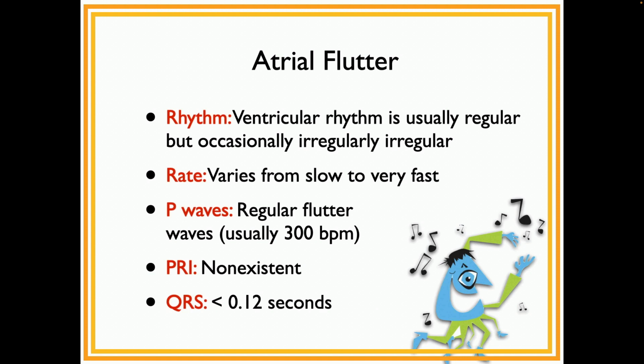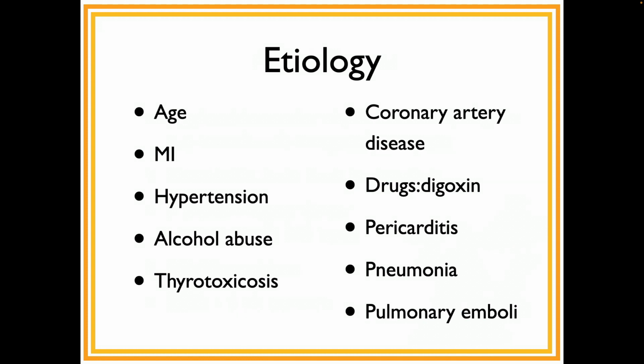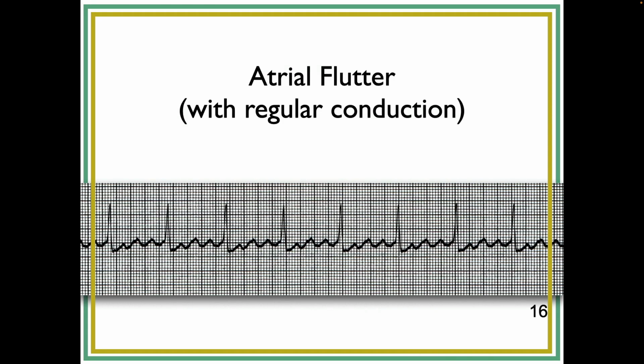We call them flutter waves, and they're usually at about 300 beats a minute, really fast. There's no PRI because we don't have true P waves. And again, it's a supraventricular rhythm, so usually the QRS is narrow. Same etiology as AFib. Okay, this is what it looks like.